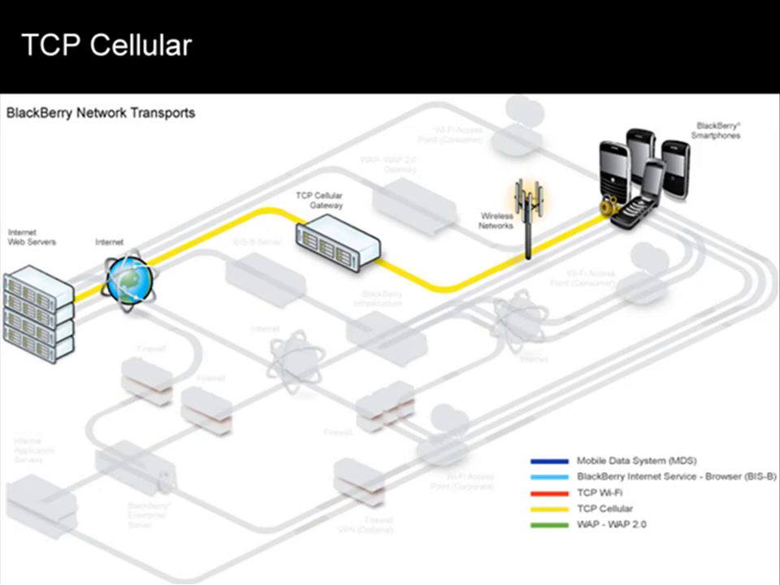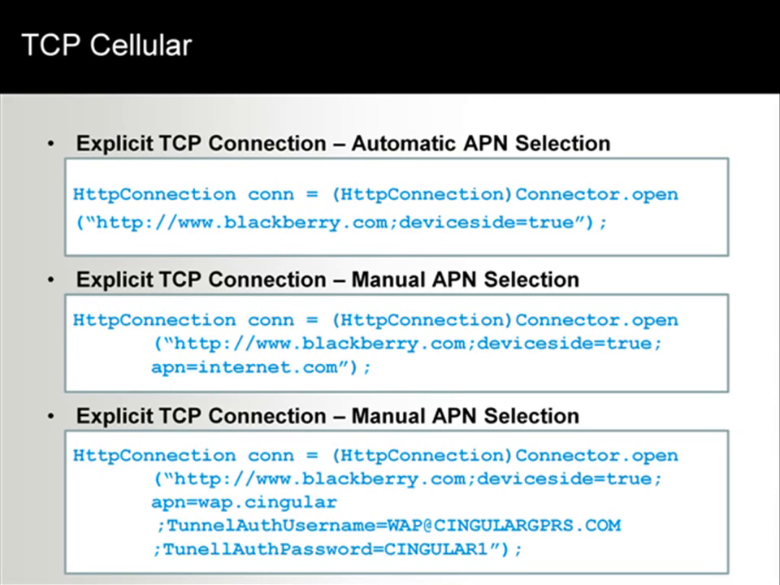Let's start with TCP Cellular, which we have in the past labeled as Direct TCP. The BlackBerry device connects to the wireless gateway, and then out to the APN, otherwise known as the access point name, and out to the Internet. The challenge as a developer is that you may need to specify the APN. That's why we recommend that you use BlackBerry Internet Service, BlackBerry MDS, or WAP 2.0 as your default connection types rather than Direct TCP. To use Direct TCP, you simply need to append the deviceside=true parameter.